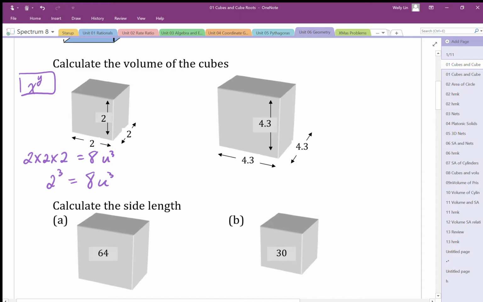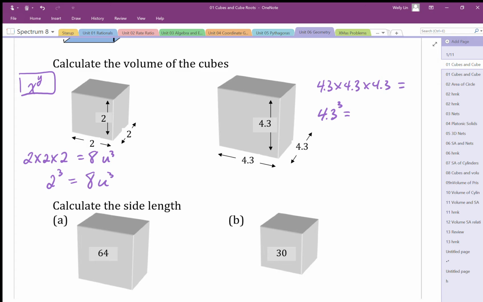So the same thing can be done with 4.3 cubed. We could do 4.3 times 4.3 times 4.3, and that's equal to whatever that's equal to. I'm not too sure. I don't have my calculator on me. I don't know why I don't have my calculator, but we can multiply those together, or we can do 4.3 cubed. And that gives us the volume of that cube.